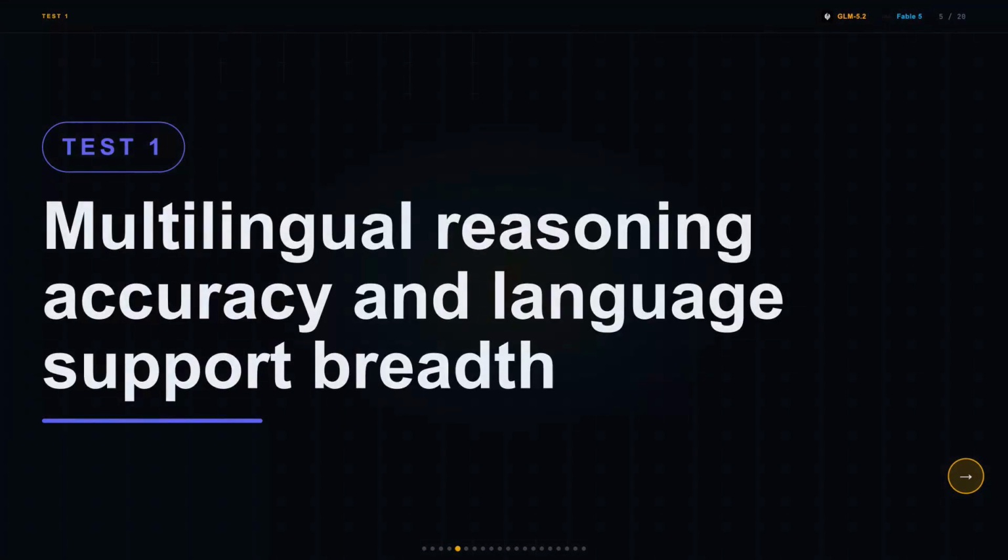Test 1. Multilingual reasoning accuracy and language support. Picture this. You're building something for a Chinese-speaking audience. You assume the model handles it fine, and then 6 weeks in, your users start reporting garbage outputs in their native language. That's the failure mode, and finding out you hit it in production is a really bad day.